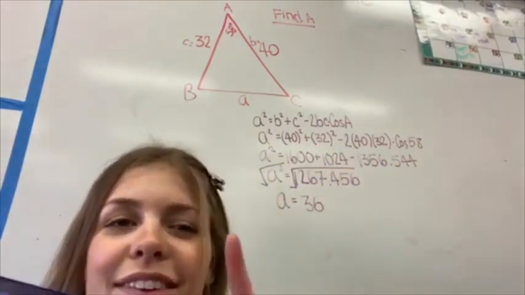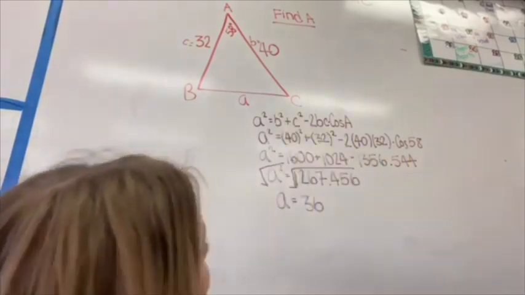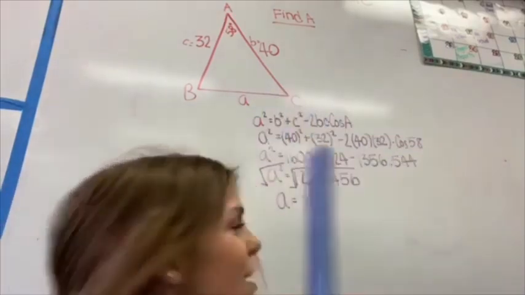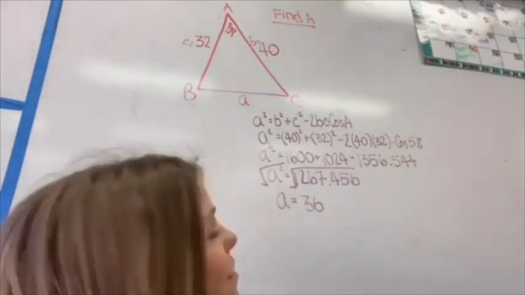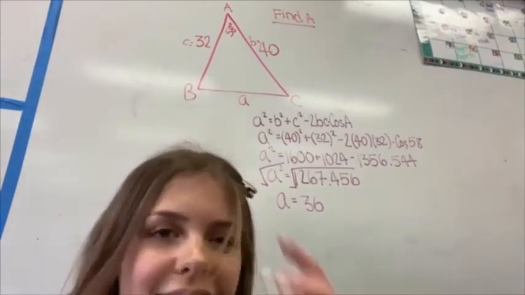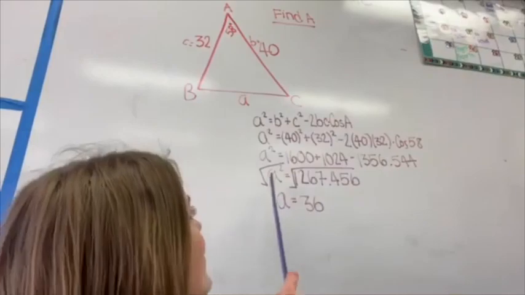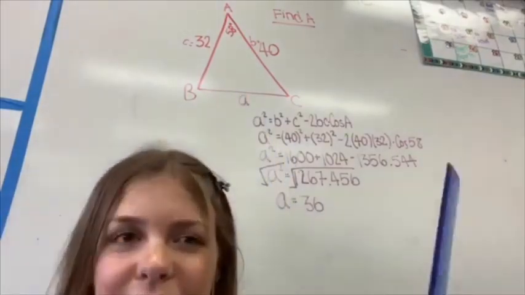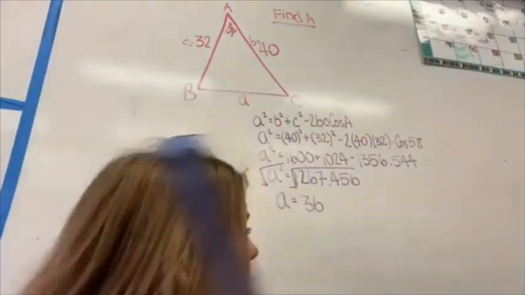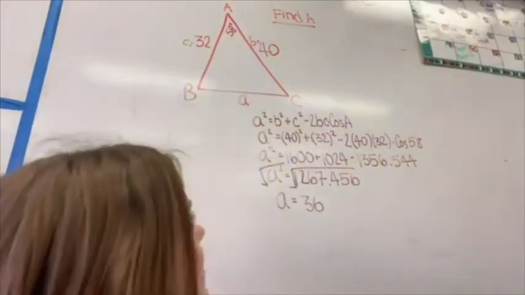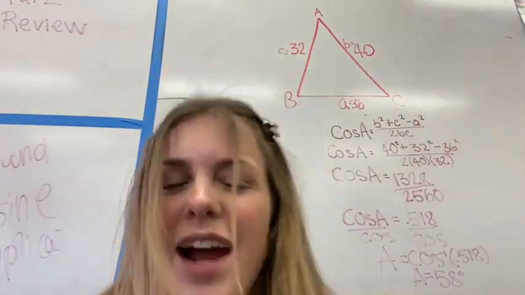Make sure you're very careful to not let any careless errors come your way. And then when we get to the bottom, we're going to get a squared equals 1,267.456. Remember to take the square root of both sides, because you need to get rid of the squared and just make it a. When you do that, you will end up with a equals 36. So that's what this side length is. Side angle side. Boom, you got it.